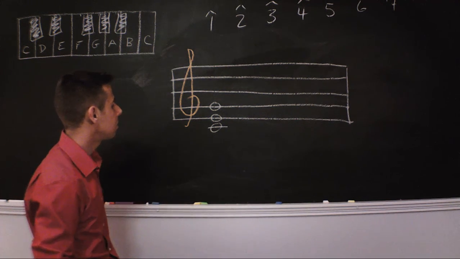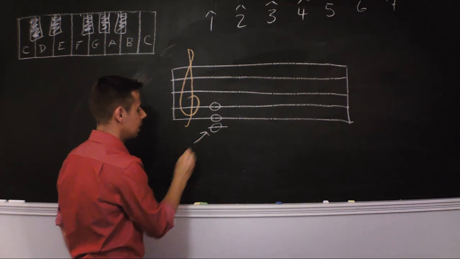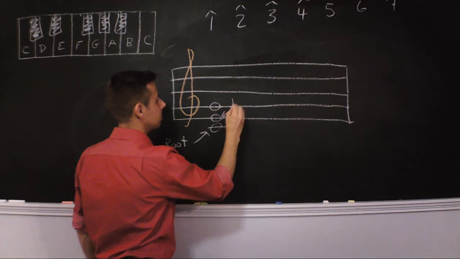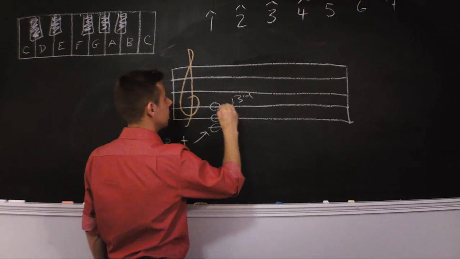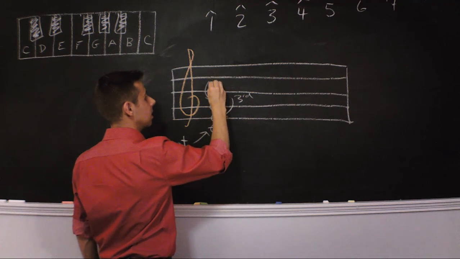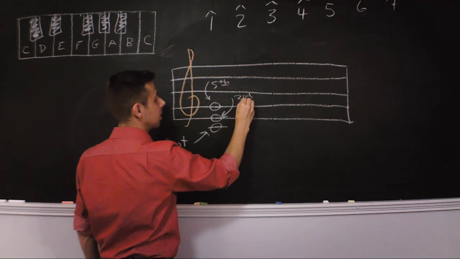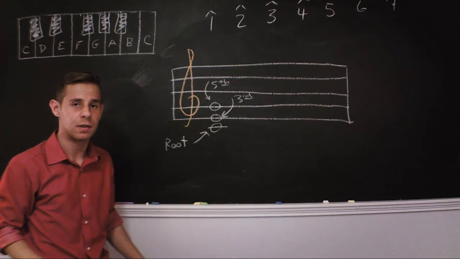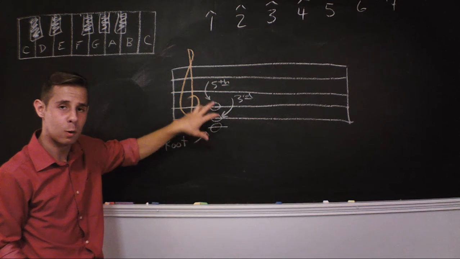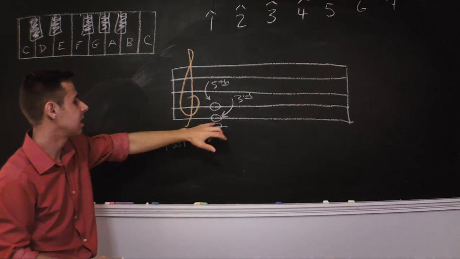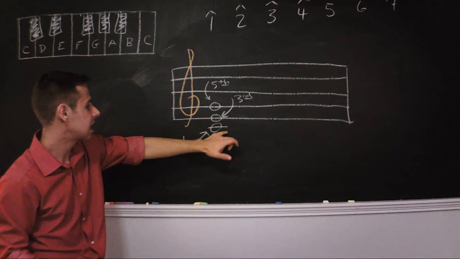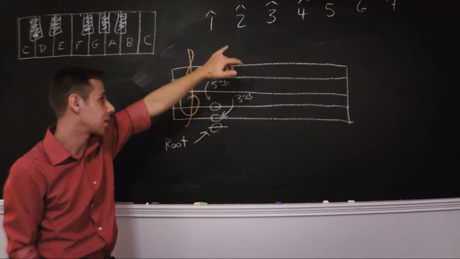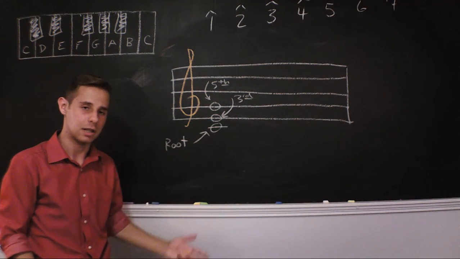So we have what's called the root, the third, and the fifth. Now these names, the root, third, and fifth, are specific to the chord. They do not extend. So this is not like the third note of the scale. In this case, because the root of the chord is the root of the C major scale, yes, the third is also the third of the C major scale, and the fifth is the fifth of the scale.